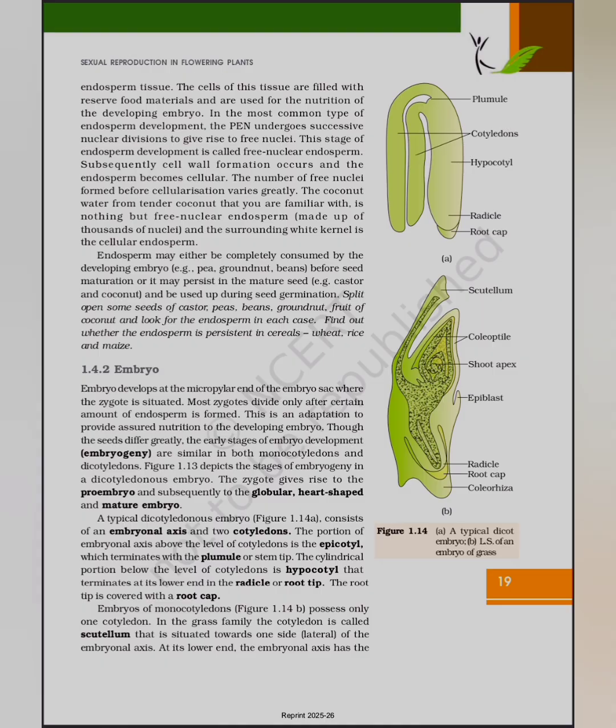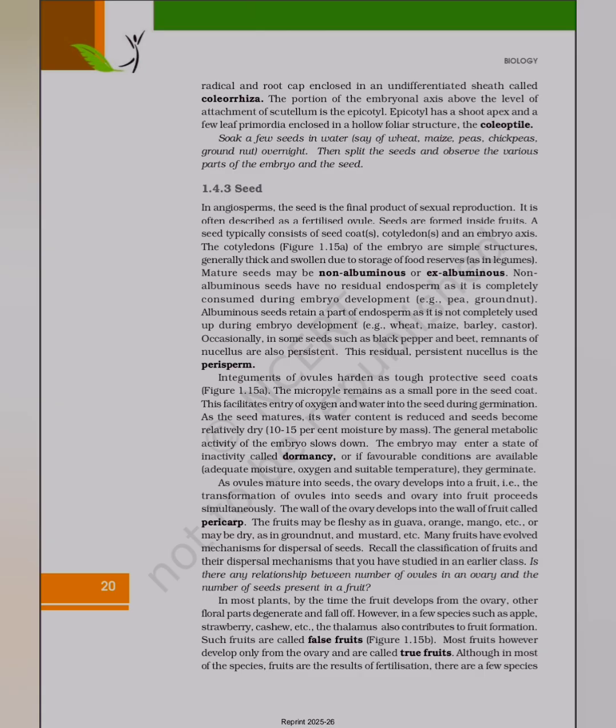Embryos of monocotyledons possess only one cotyledon. In the grass family, the cotyledon is called scutellum, which is situated towards one side of the embryonal axis. At its lower end, the embryonal axis has the radicle and root cap enclosed in an undifferentiated sheath called coleorhiza. The portion of the embryonal axis above the level of attachment of scutellum is the epicotyl. Epicotyl has a shoot apex and a few leaf primordia enclosed in a hollow foliar structure, the coleoptile.